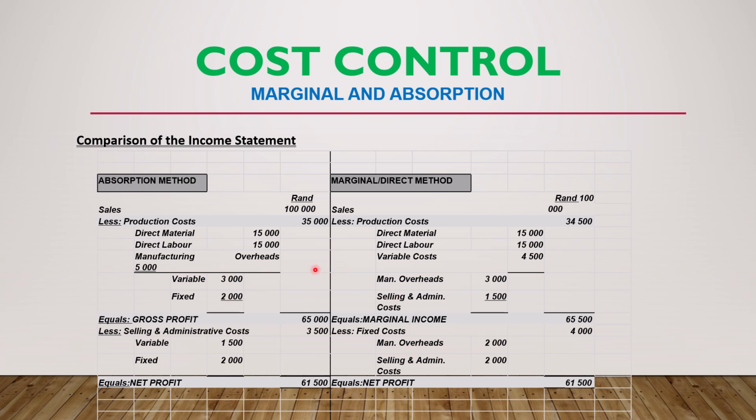Where can we get other fixed costs? Selling and admin costs have a fixed part, which is 2,000. So our fixed cost is 4,000. You minus them from your marginal income and they give you 6,500. So this net profit, whichever method you use, must be the same. I hope that is clear, guys. This needs a lot of practicing on the question paper. Okay, let's go to the next slide.